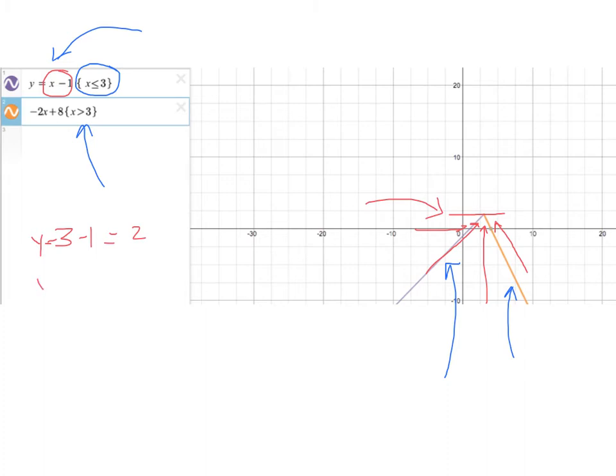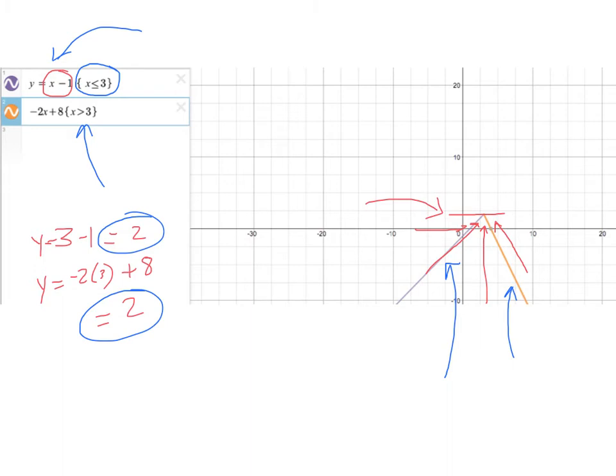And let's just double check it on that bottom function. If I plug in 3 for x here, I get negative 2 times 3, which is negative 6, plus 8, which is also 2. So even though my graph isn't as accurate as I'd like, it doesn't show all the tick marks for single values, I know the value of this limit is 2 by using a little algebra.